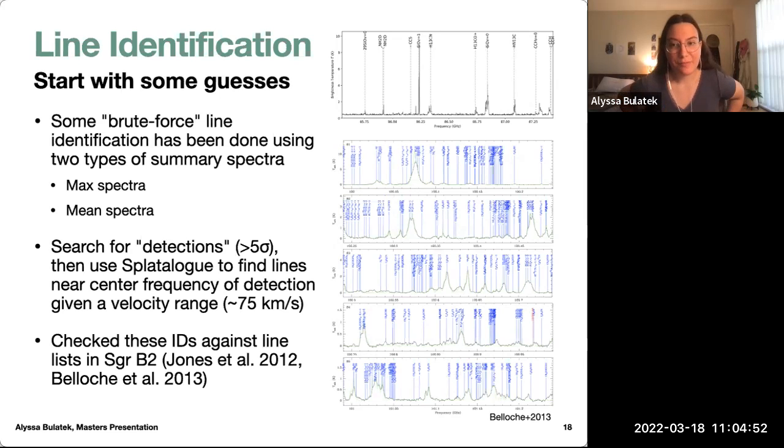And there are several lines for which Splatalogue has given us the output "unidentified transition," which is a known transition that we see, but we don't know what molecule it's associated with. And there's also some that we haven't got any hits in Splatalogue for. So I have thought about that previously.